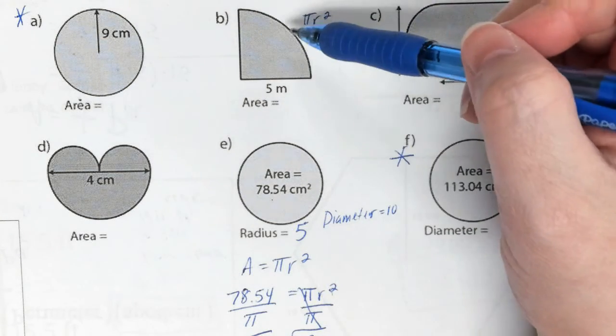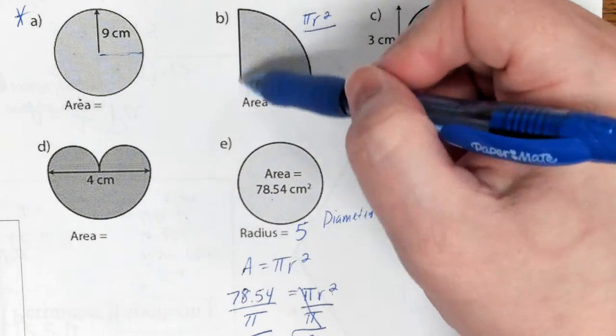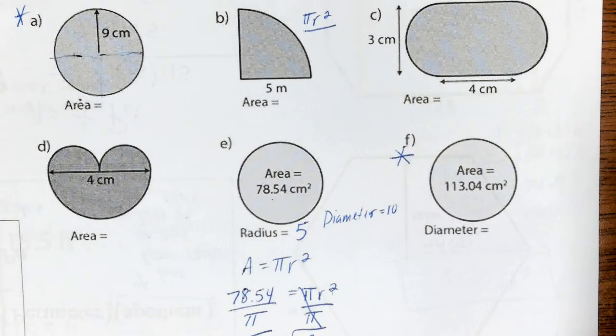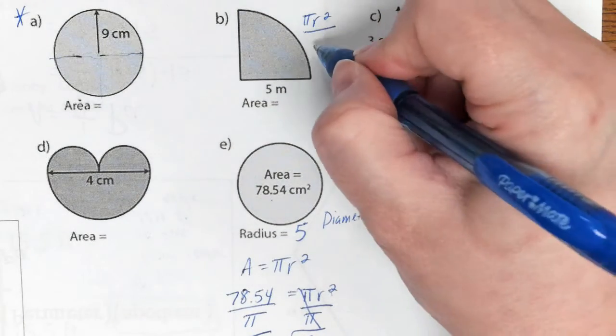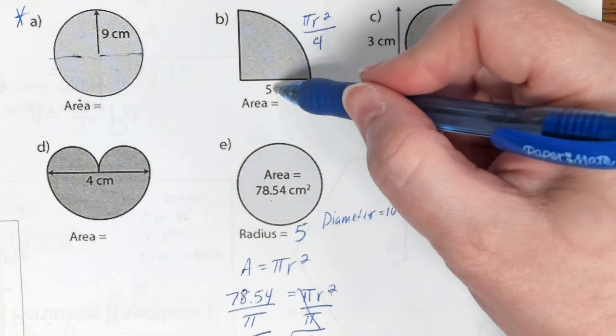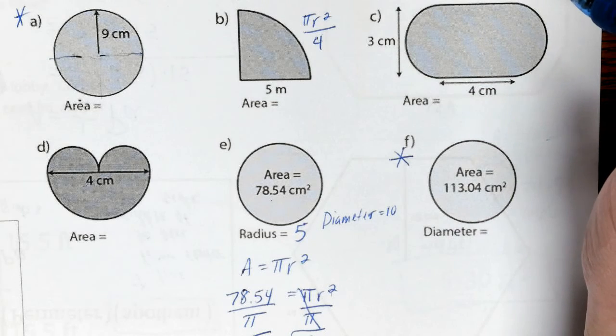This isn't half of the circle, because if you think about it, it's like this piece, isn't it? So that means there would be how many of those pieces if you split it? 4. So we divide that by 4. So once you plug this one in, you plug the 5 in for r, but then you have to divide by 4. Okay?